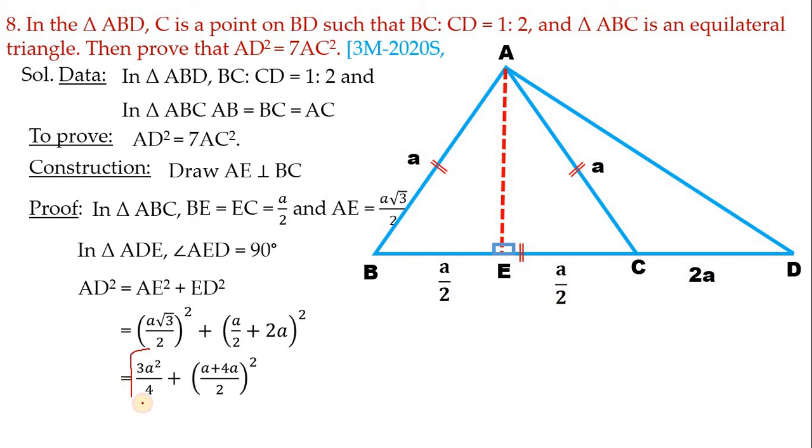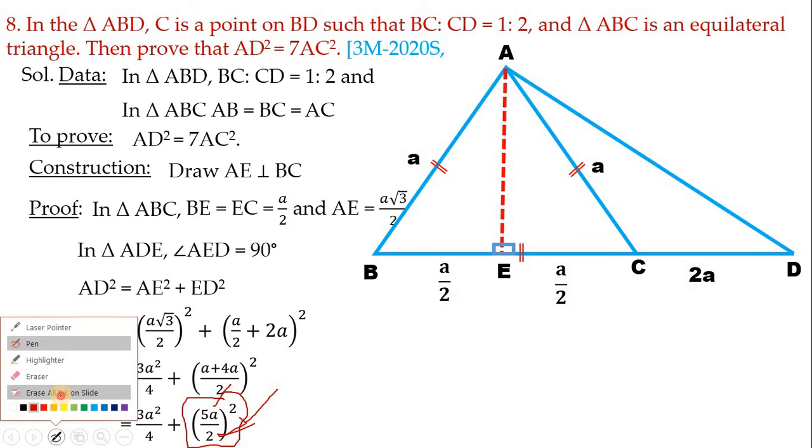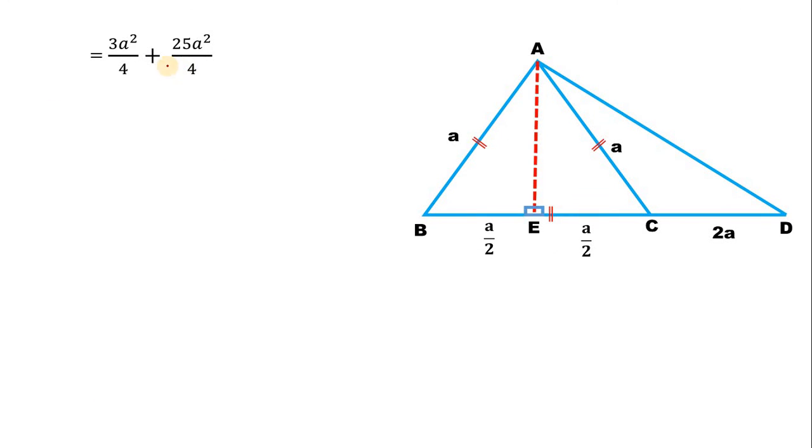Next, this part you write as it is. So here, let us add these two: A plus 4A is 5A. Remaining all you write as it is. Now let us find the square for these two. The square is present for the numerator as well as the denominator. 5A whole square means 25A square, and 2 square means we get 4. So just like this, 25A square by 4.